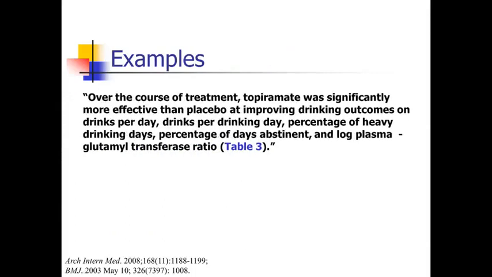Here's some examples. This one reads, over the course of treatment, topiramate, this is the drug they were giving, was significantly more effective than placebo at improving drinking outcomes on drinks per day, drinks per drinking day, percentage of heavy drinking days, percentage of days abstinent, and log plasma glutamyl transferase ratio. There's a whole bunch of outcomes measured in this study, and if you go to table 3, it's a big table with all these different outcomes and lots of numbers, but they're giving you the high-level summary. On all of these different outcomes about drinking, the treatment beat the placebo. If you want more details, you can go to the table. That's a good job summarizing.